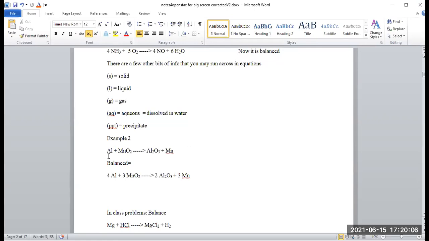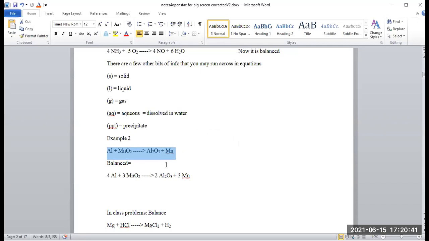So let's take a look here at this one, where I'm going to start out with aluminum, manganese, and oxygen. In the beginning, I have a single atom of aluminum and I have one manganese and two oxygens. I want to be able to make Al2O3 and some manganese. All right, so I've got all of this stuff going on here. I've got Als and Mns and O2s.